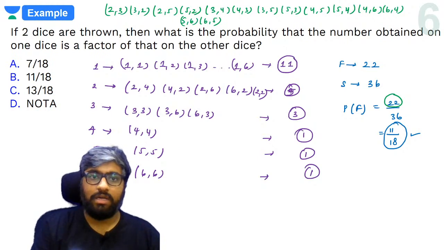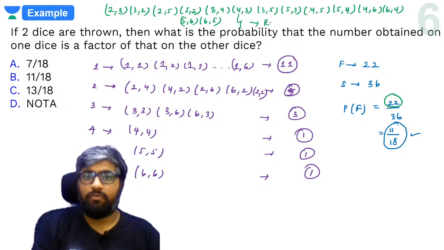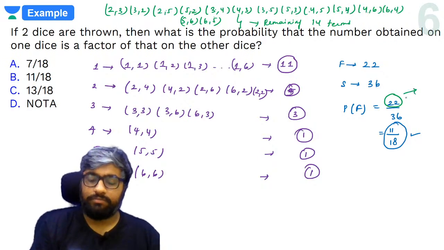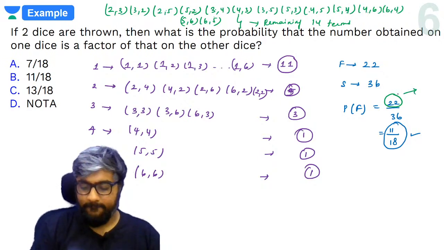So how many are these? 1, 2, 3, 4, 5, 6, 7, 8, 9, 10, 11, 12, 13, 14. So these are the remaining 14 terms that we've excluded here. Understood?